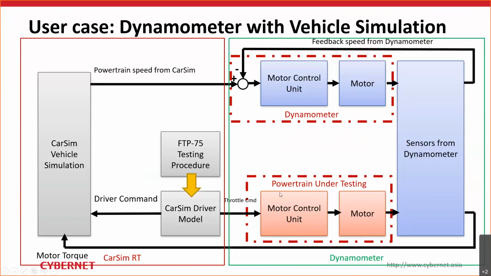After receiving the command, the motor will start to generate a torque in order to push the vehicle in CarSim and also push the dynamometer. CarSim will calculate vehicle speed as a result of the motor torque. This speed is used as a command for the dynamometer. The dynamometer will provide traction to the motor under test to fulfill this testing system.